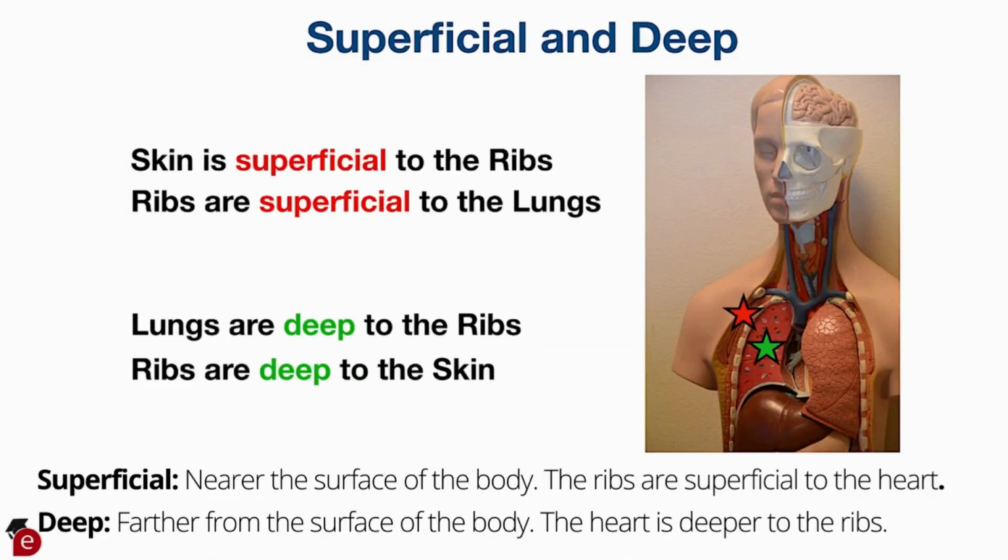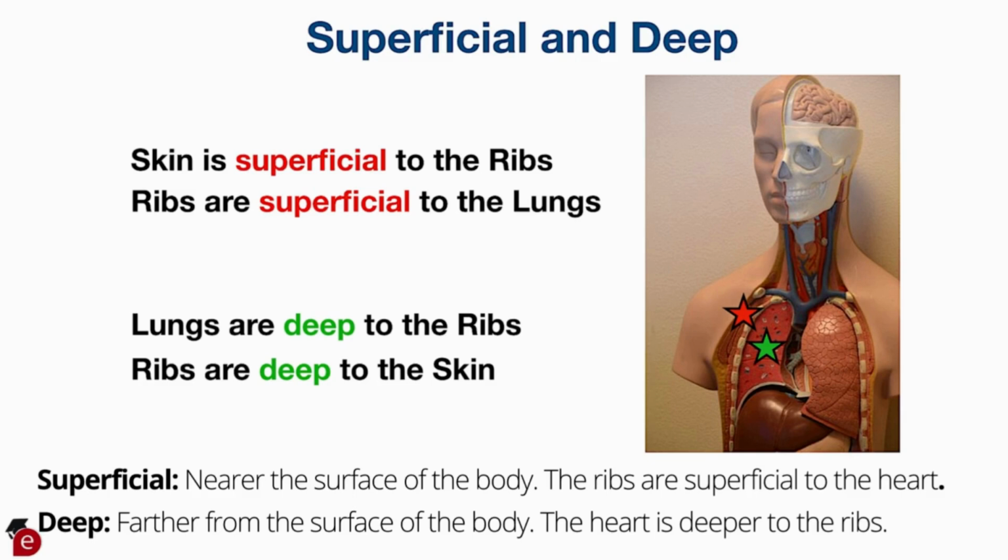And then we have superficial and deep. Superficial means nearer to the surface of the body, while deep means far away or further from the surface of the body. Giving a good example again, the ribs and the heart. If you compare the position of the ribs and the heart, you can say that the ribs are superficial to the heart, meaning that the ribs are nearer to the surface of the body as compared to the position of the heart.